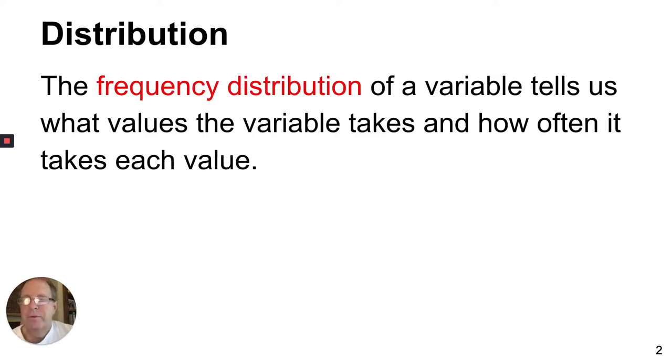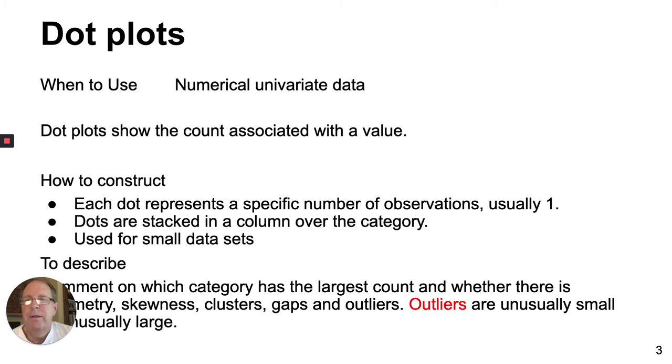First thing I want you to know is a frequency distribution. A frequency distribution tells us what values the variable takes and how often it takes each of these values. We need to know this term because oftentimes when graphing, we are going to be plotting data from a frequency distribution. Dot plots, that's the first one I'm going to talk about.